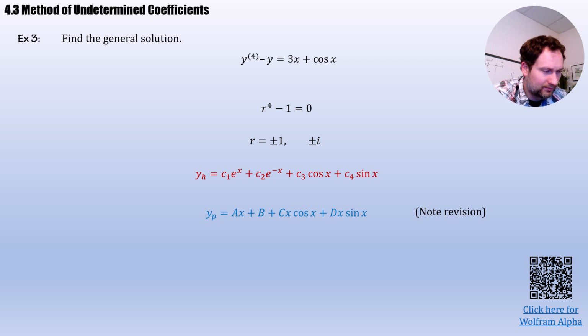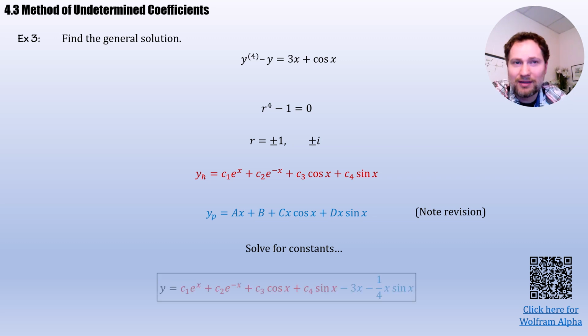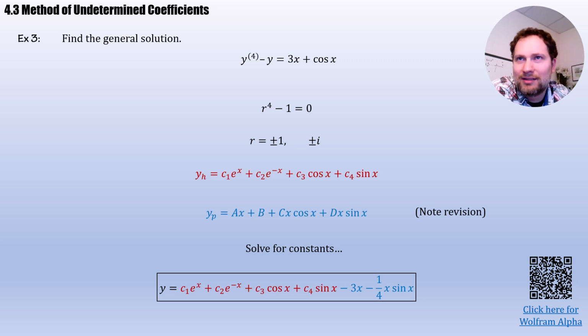Again, if you haven't already done so, pause the video to actually do the solving of the constants. Okay, and you're back. Did you get these? Did you get this for your solution? There it is in a box at the end. We've got our red homogeneous solution plus the particular solution in blue. Notice that some of those constants just disappear. B and C are both 0.